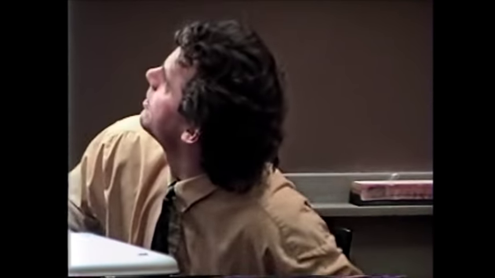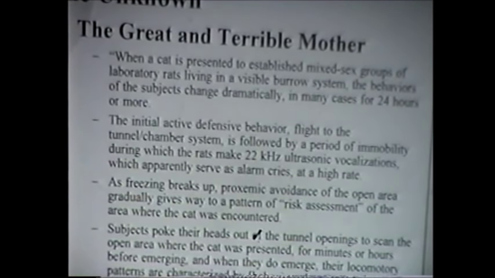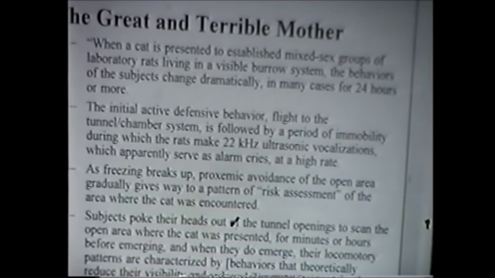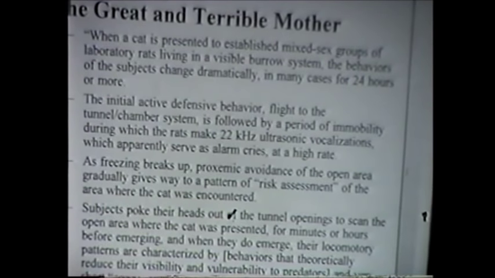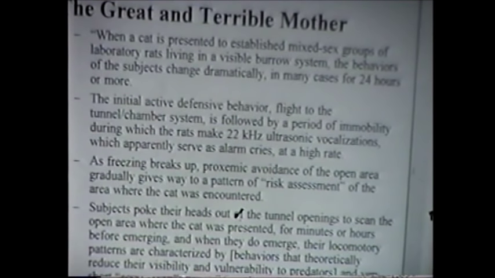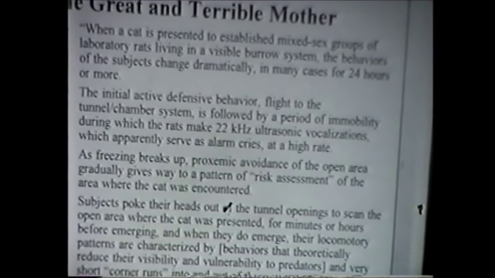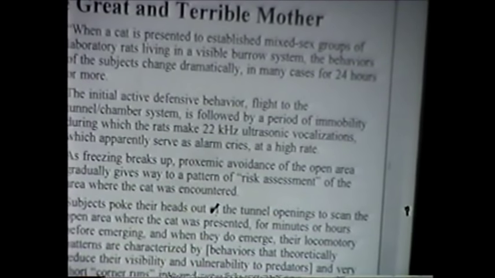Okay, that's this story. When a cat is presented to an established mixed-sex group of laboratory rats living in a visible burrow, the behaviors of the subjects change dramatically, in many cases for 24 hours or more. The initial act of defensive behavior, flight to the tunnel chamber system. So the rats are cruising along where they think it's safe, and there's a cat. Well, it's like home into the burrow. It's followed by a period of immobility during which the rats make 22 kilohertz ultrasonic vocalization, which apparently serve as alarm cries at a high rate.